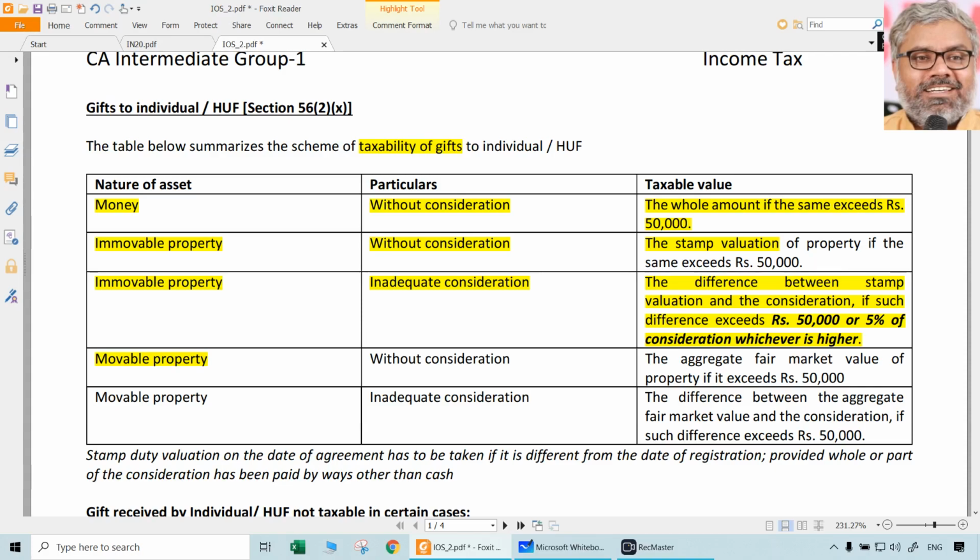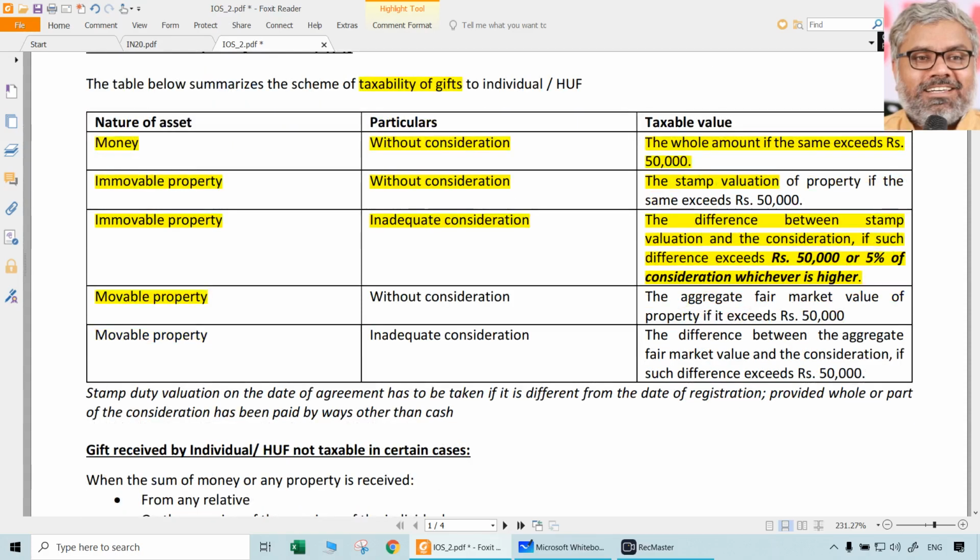So that is about immovable property received without or for inadequate consideration. That is where we have to check 50,000 or 5% of the actual consideration, whichever is higher. Then compare that with the inadequacy, which is nothing but the difference between stamp valuation and consideration. If that inadequacy exceeds the higher of these two, then only the entire amount of inadequacy becomes taxable. Otherwise, nothing becomes taxable in that scenario. That is immovable property transfer for inadequate consideration.